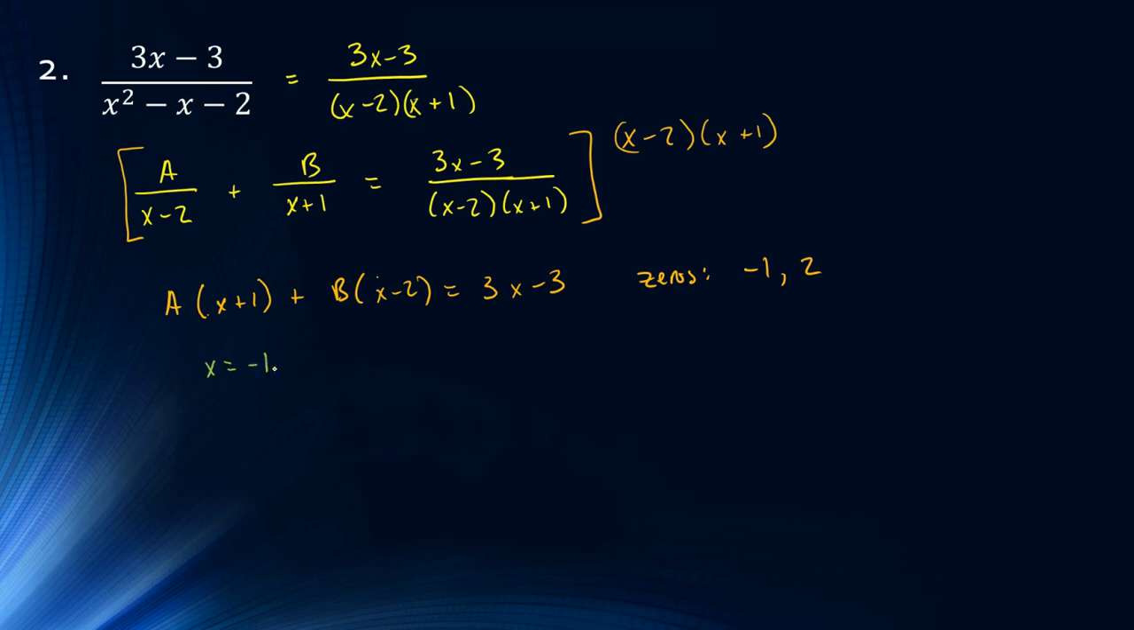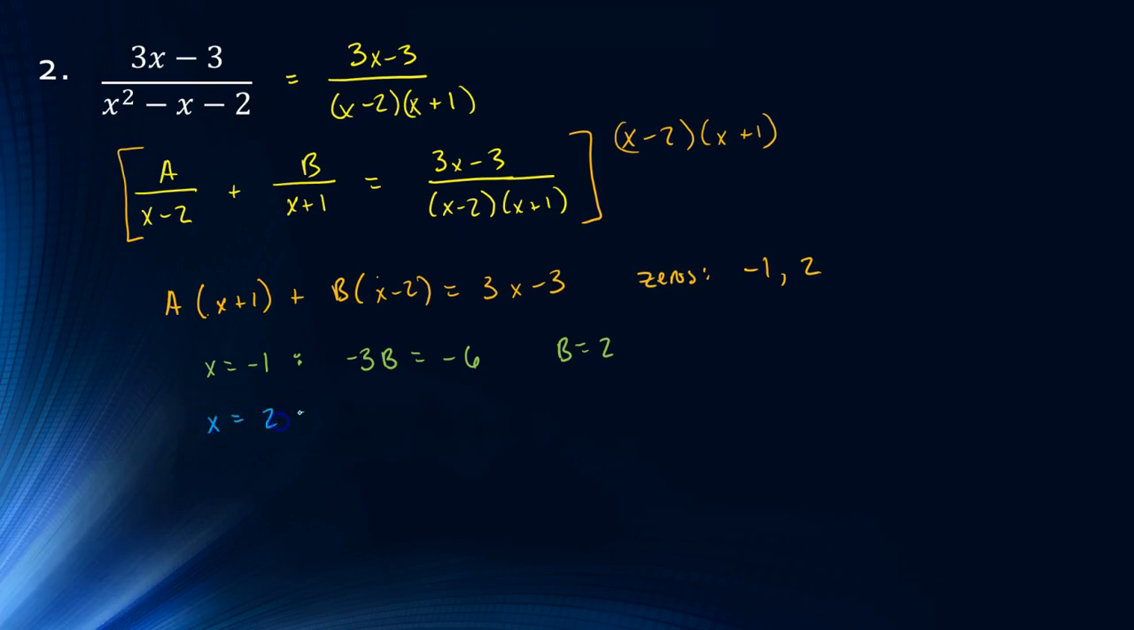So let's start with that first 0 of negative 1. If I put negative 1 in there, the a's would disappear, because negative 1 plus 1 is 0, so 0 times a makes the a disappear. So for b, negative 1 minus 2 is negative 3, so I'm just going to write that as negative 3b. And on the right, 3 times negative 1 is negative 3, minus 3 is negative 6. Divide both sides by negative 3, we get b is 2. Super easy.